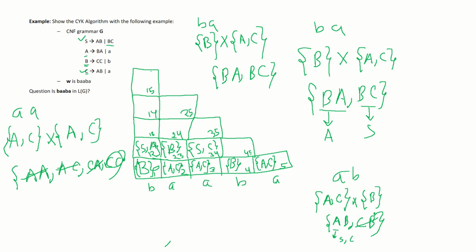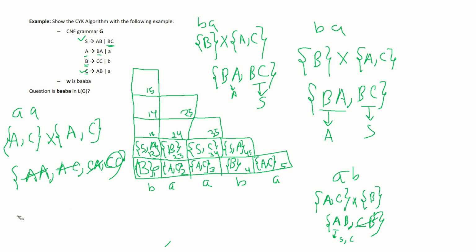Now look into our grammar. Can we produce BA? Yes, BA can be produced from A. And can we produce BC? Yes, BC can be produced from S. So this gives us S and A. So let's fill this up with S and A. Now this was the easy part.